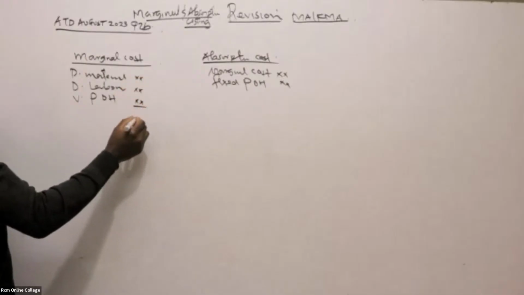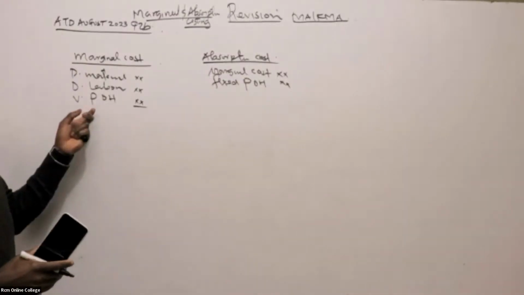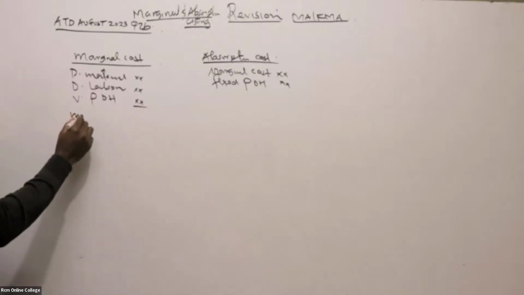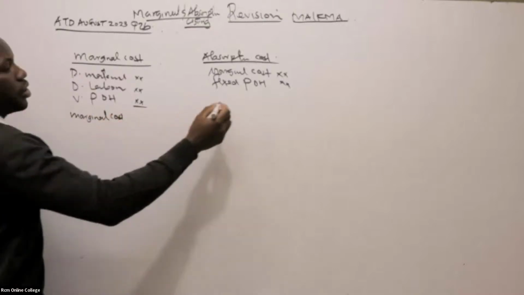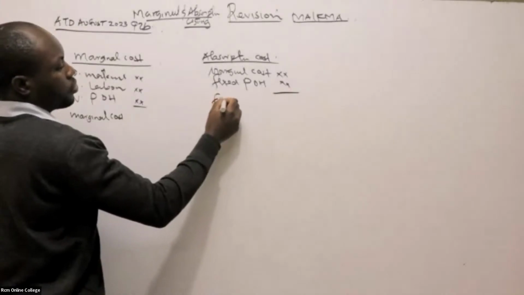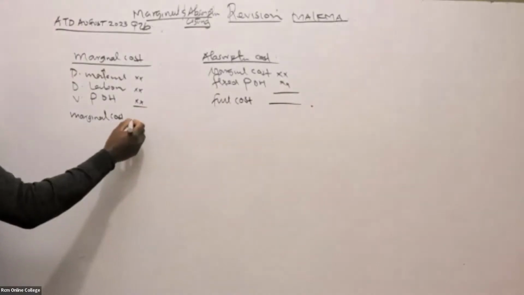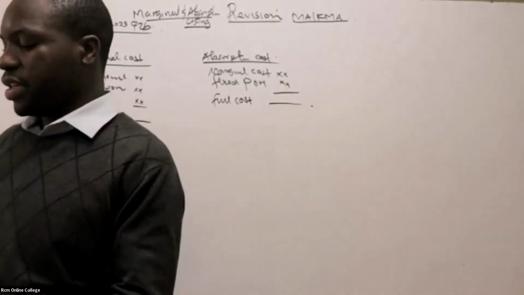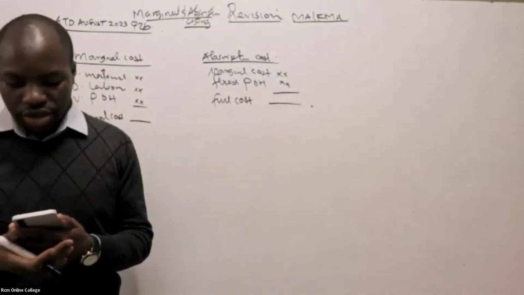So when you add the first two, you get what we call prime cost. When you add variable production overhead, you get what we call marginal cost. Of course, when you add the fixed production overhead, you get what we call full production cost. So let's come here. Direct material. What is the cost of direct material per unit?